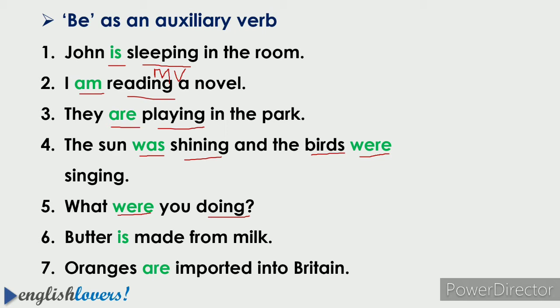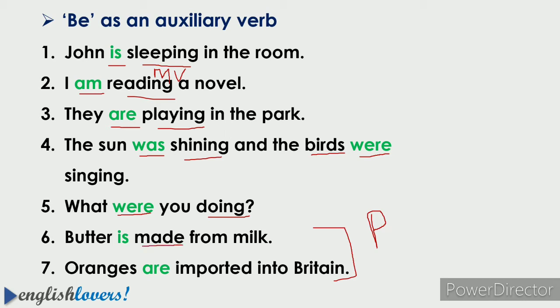Now see these two sentences: butter is made from milk, or oranges are imported into Britain. Both these sentences are in simple present tense, but it is the passive aspect. It is the passive aspect of simple present. In these two sentences, why is it passive aspect?